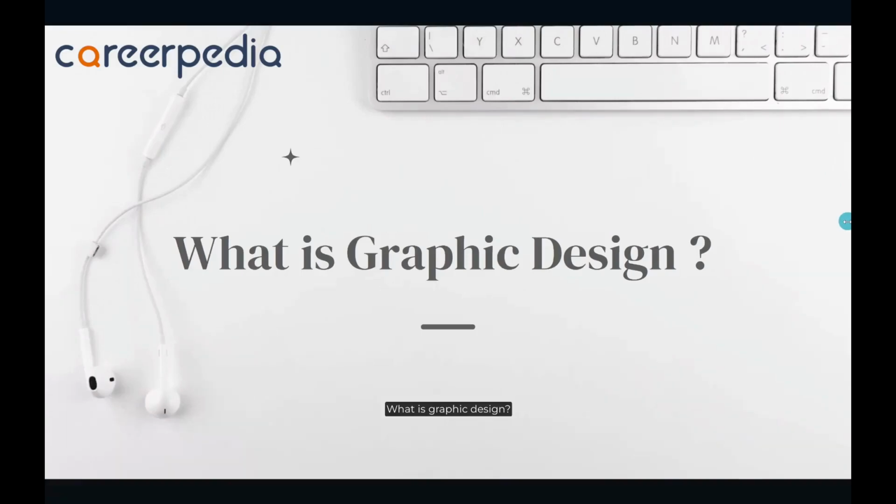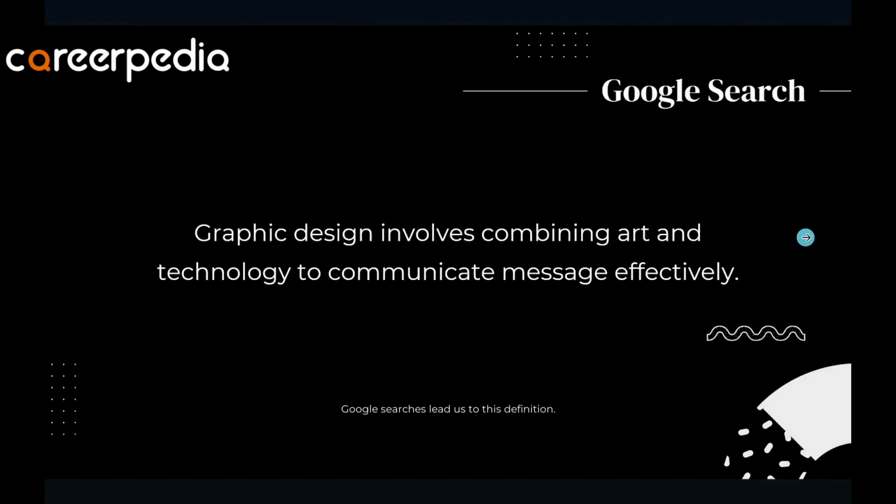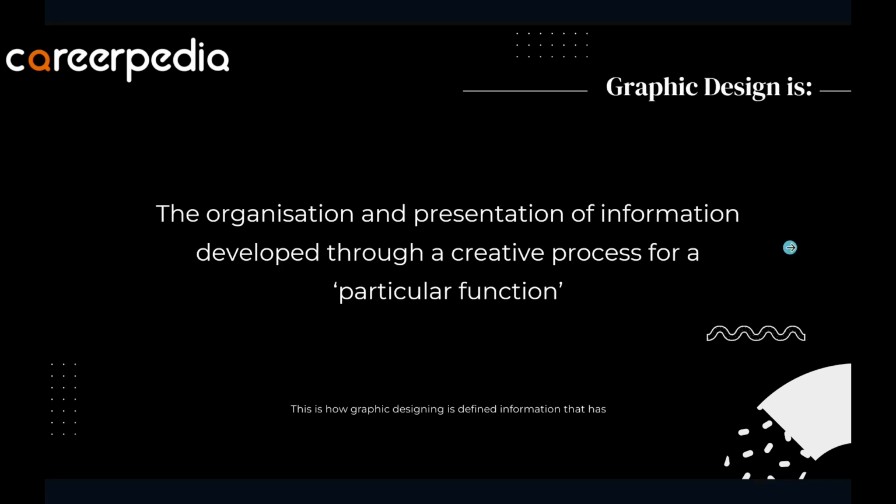What is graphic design? Let's first define graphic design. Google searches lead us to this definition: graphic design involves combining art and technology to communicate messages effectively. It's too complicated, isn't it? This is how graphic designing is defined: information that has been organized and presented for a certain function by a creative process.